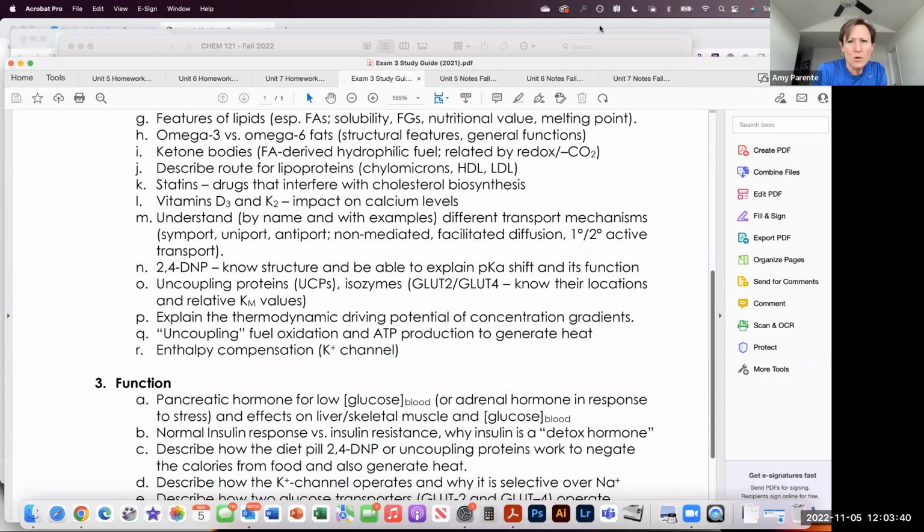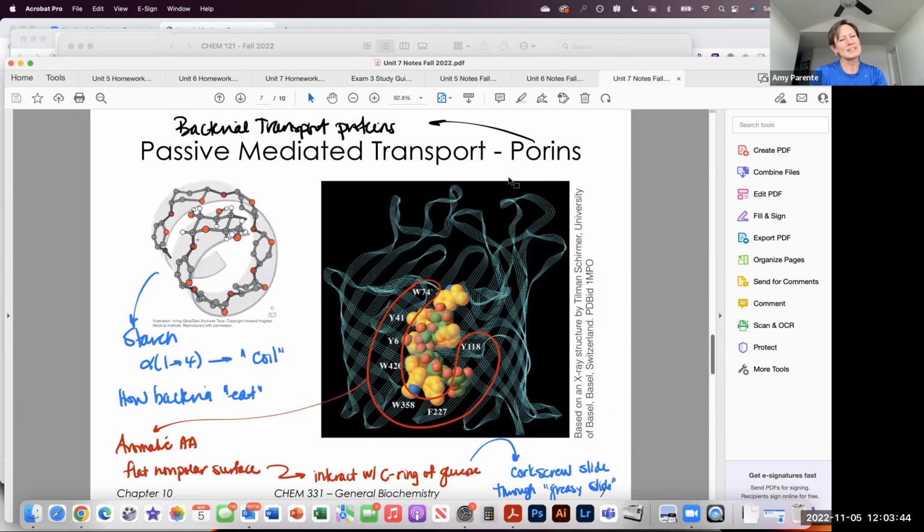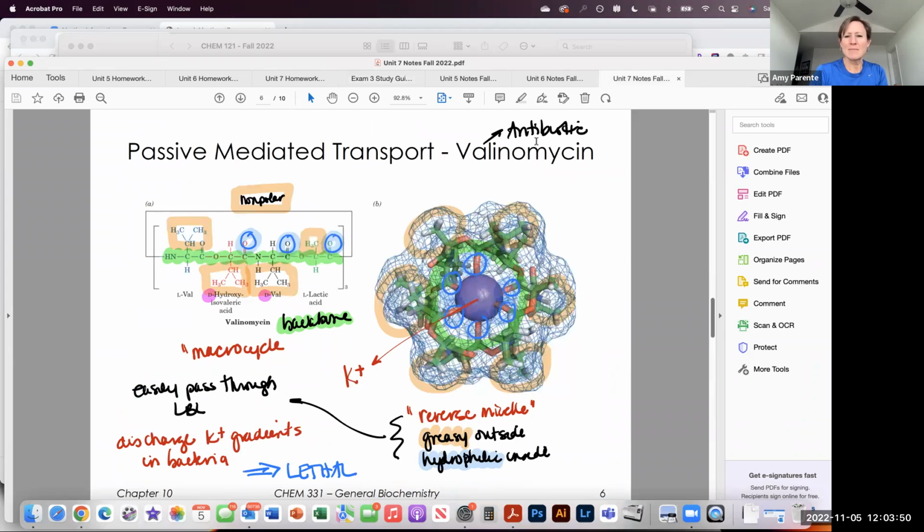I did want to make sure to mention this concept with valinomycin. I really didn't talk too much about porins. I don't even think I have a question on that, but valinomycin, I do want you to think about this because conceptually it's interesting, it's like a reverse micelle. It's this chemical structure that forms a ring, a cage that's greasy on the outside, hydrophilic on the inside, and it's got the perfect size.